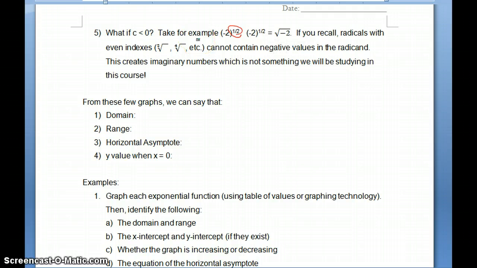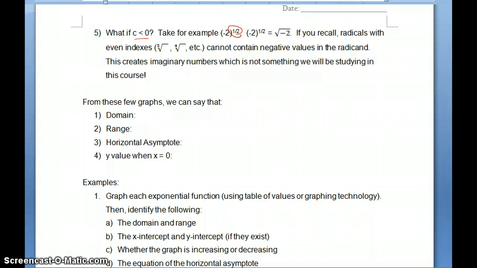So let's take, for example, -2 to the 1/2. Rewriting that, -2 to the 1/2 is equal to the square root of -2. If you recall, everything with an even index cannot contain negative values, or else what we have is imaginary numbers, and we are not going to go there in this course. That is not something we need to touch.